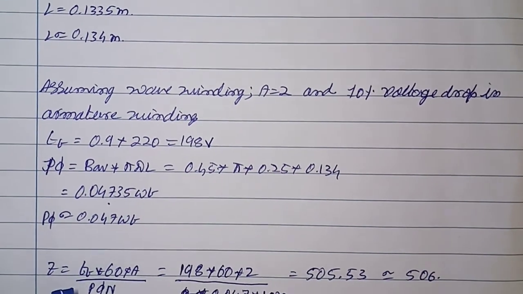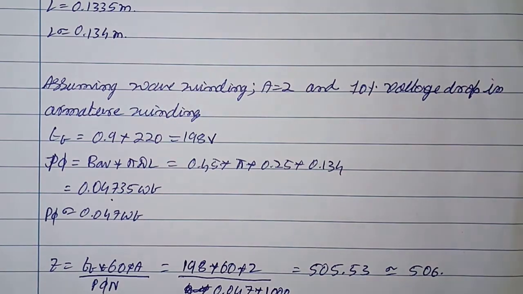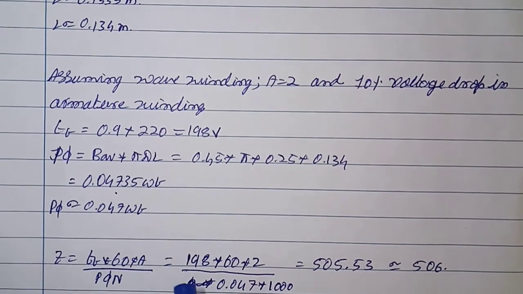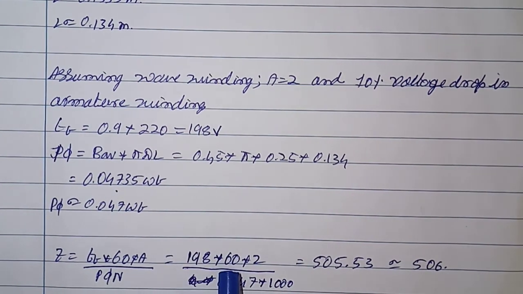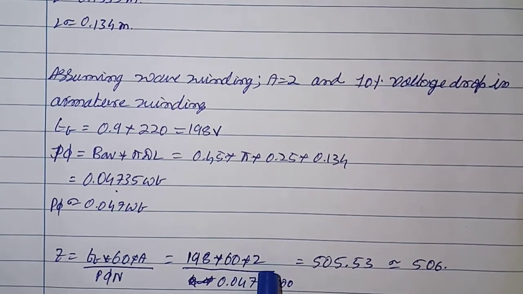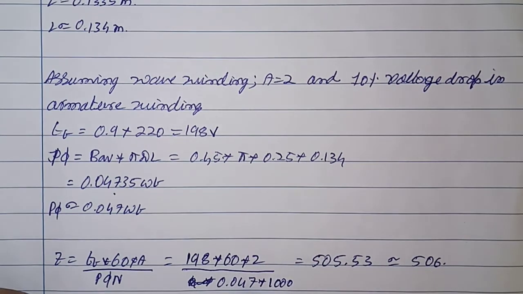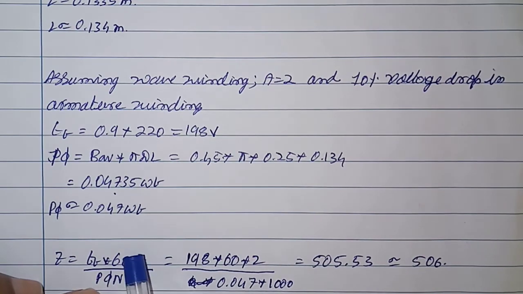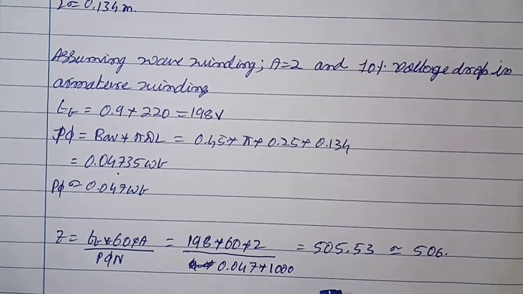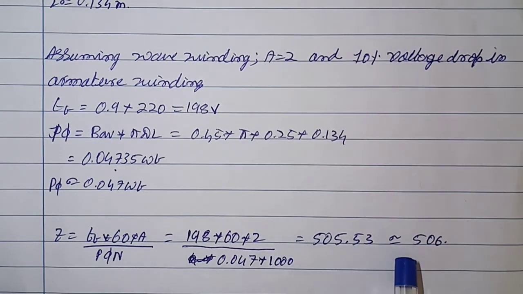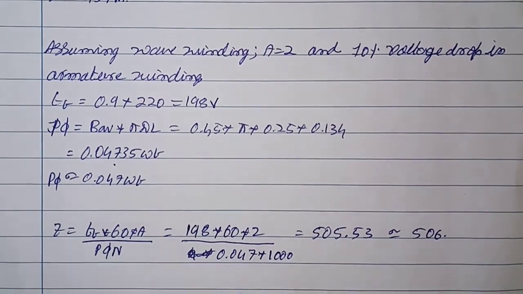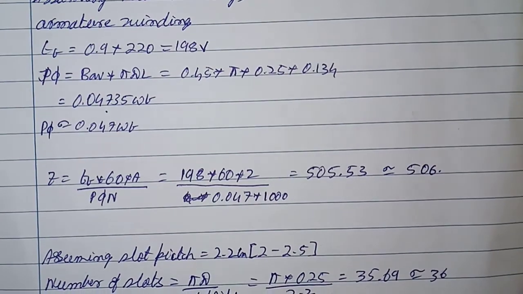So we have the basic equation for EB. From that we will find out the value for Z, which is EB into 60 into A divided by phi N. So EB 198, 60, and the parallel paths 2 since it's wave, then 0.047, that is the phi which is calculated, and the 1000 speed. According to that we get 505.53, approximated to 506 conductors.